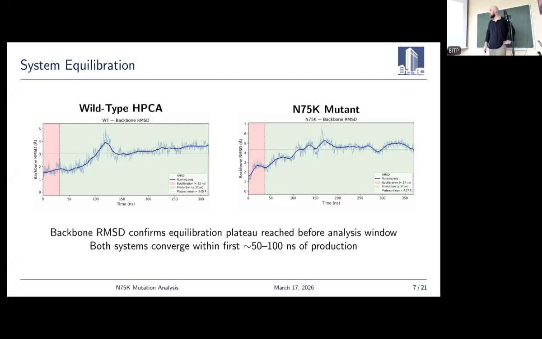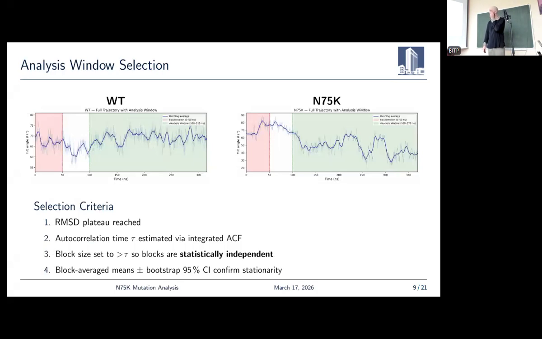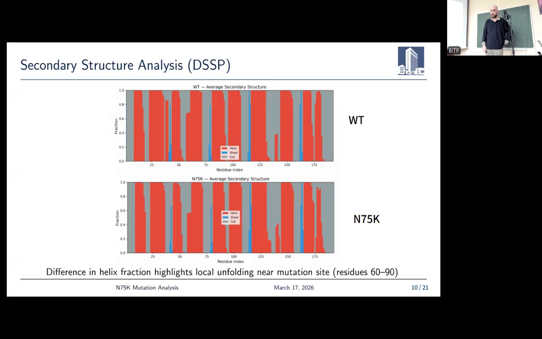because we've selected starting from 100 nanoseconds part of the trajectory, because for N75K there is unbinding of myristoyl in this window from 50 to 100 nanoseconds, and it doesn't lead to overall unbinding of the protein, but this rare event shouldn't be in the analysis.